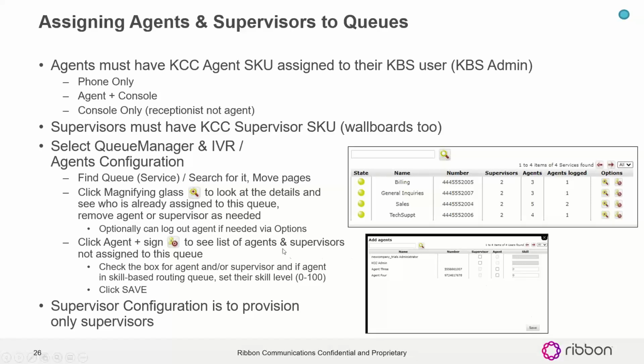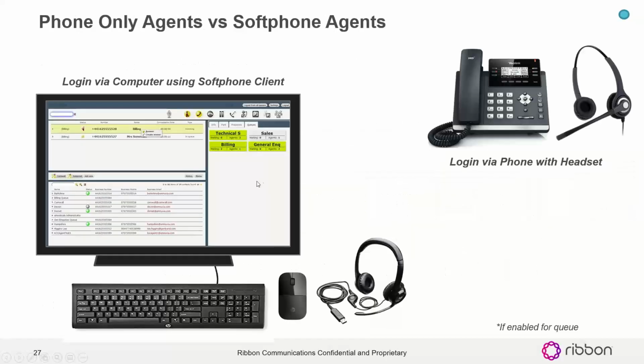Okay. Now, your agents can be provisioned in their agent configuration, but your supervisors can also. You see the checkbox here? If you go under supervisor configuration, you can only configure supervisors there. All right, let's talk about logging in via the phone, with a headset more than likely, and we set a button there for them to log in and out.